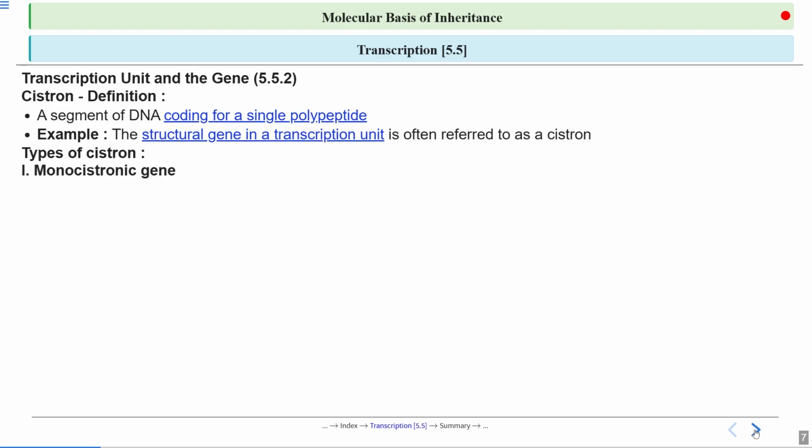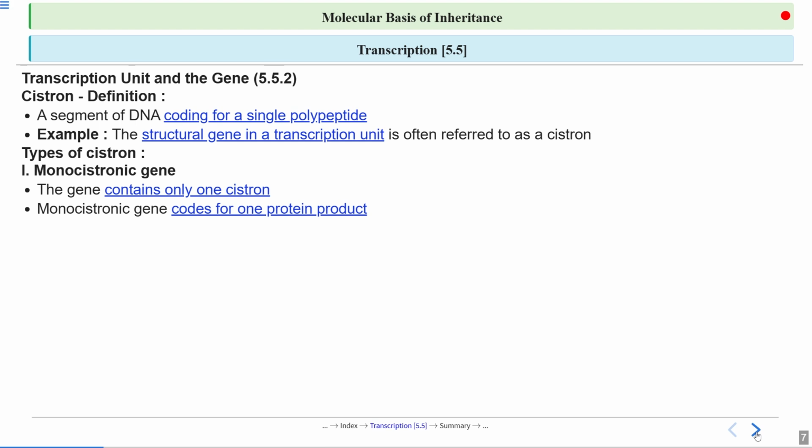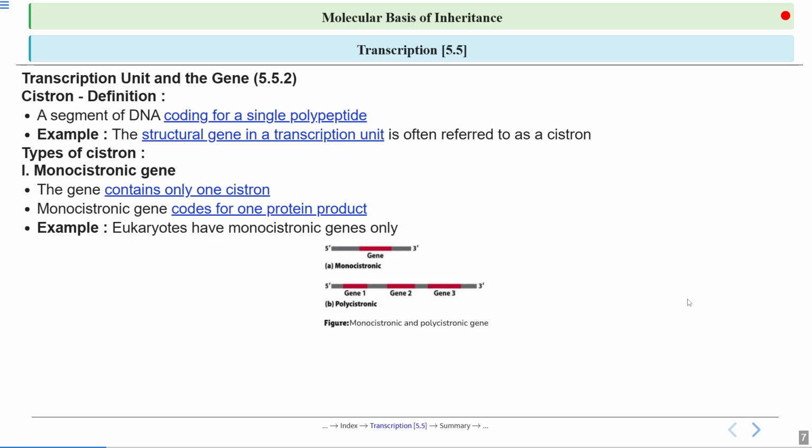Now, if we talk about the types of cistron, first there are monocistronic genes. The gene contains only one cistron. As the name suggests, mono means one, so the gene contains only one cistron, and monocistronic genes code for only one protein product. Definitely, because it has only one cistron, it is going to code for only one protein product. For example, eukaryotes have monocistronic genes only. So this is the difference between a monocistronic and a polycistronic gene.